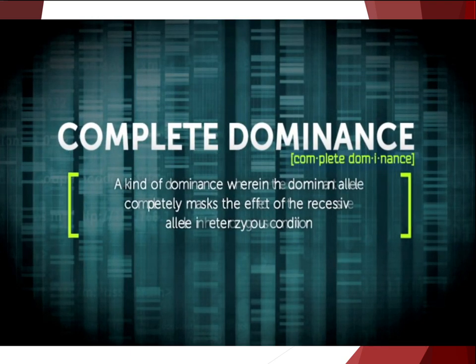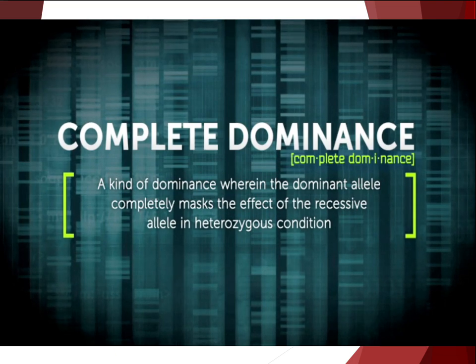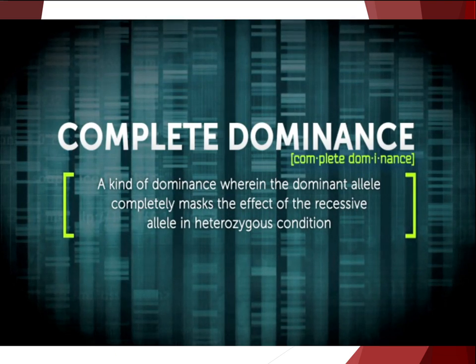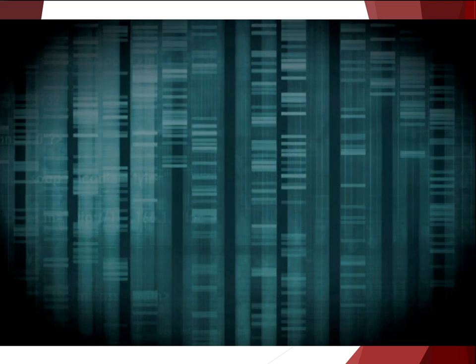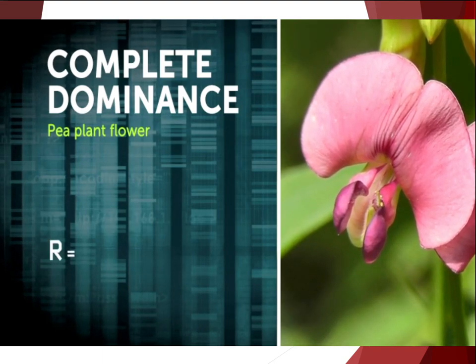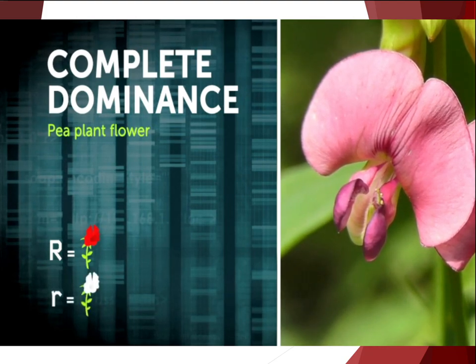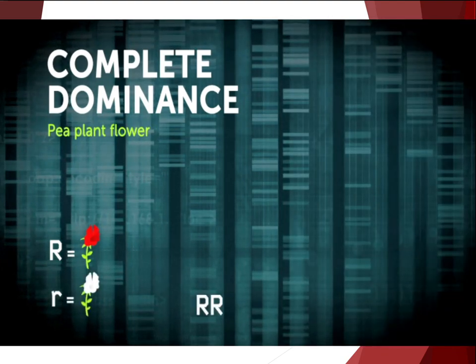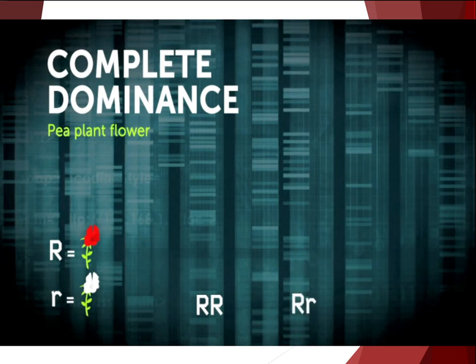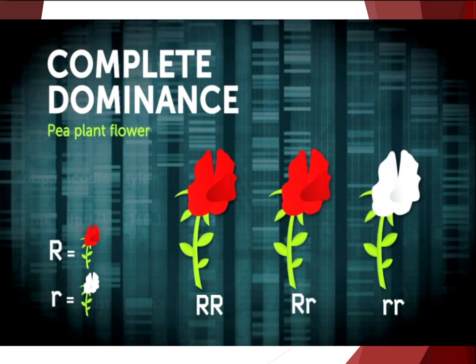Complete dominance occurs when the phenotype of the heterozygote allele is the same as the dominant homozygote allele, because the dominant allele completely masks the effect of the recessive allele. For example, a pea plant flower has a dominant allele, R, which produces a red color, and a recessive allele, r, that produces white color. Flowers with the RR or Rr allele combinations will both produce red flowers, while rr combinations produce white flowers.